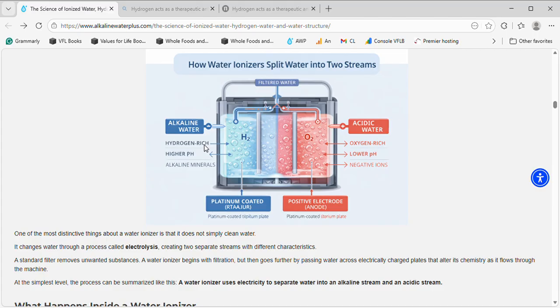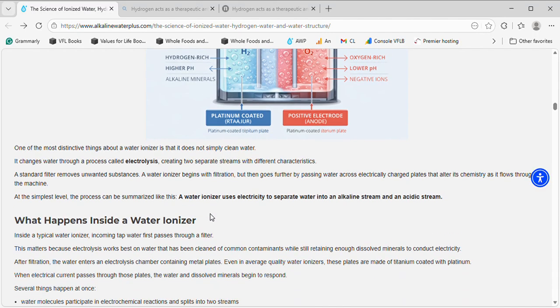And then the alkaline rich water at different levels you can select for different purposes. So if you just want lightly ionized or a little bit more, you would choose different levels on your water ionizer machine. So that's how that works.